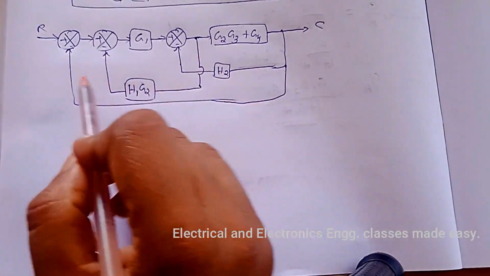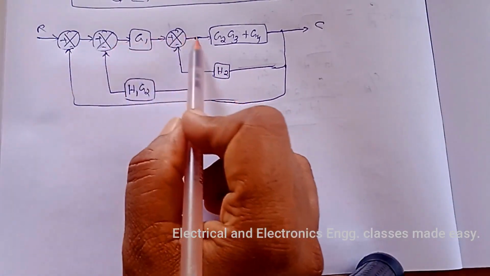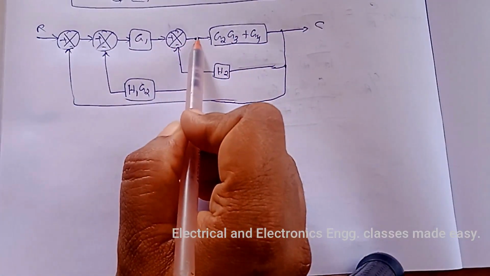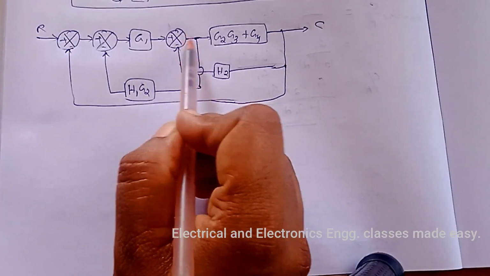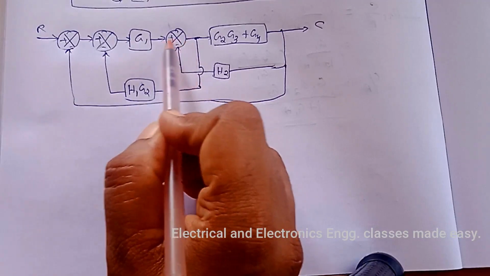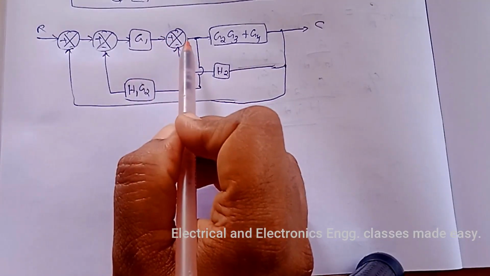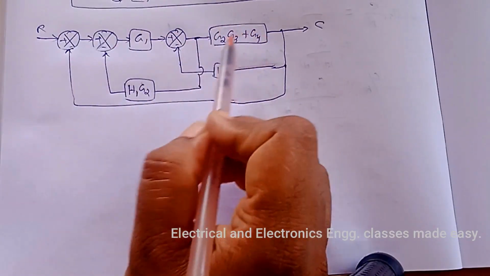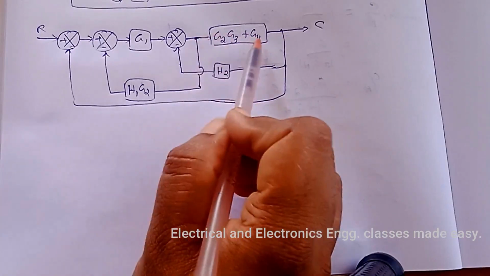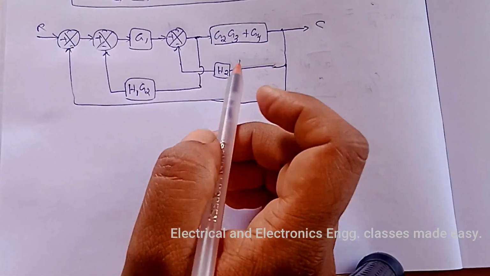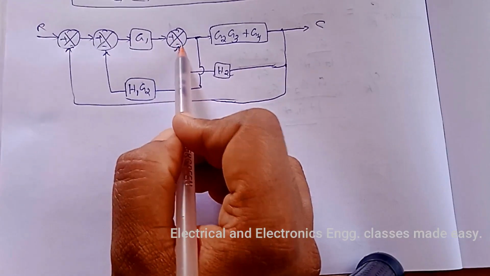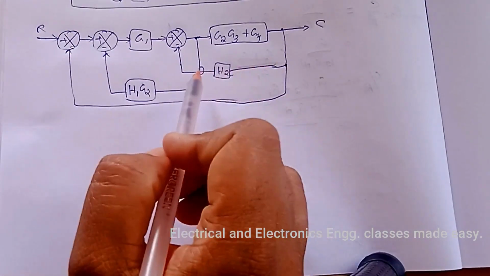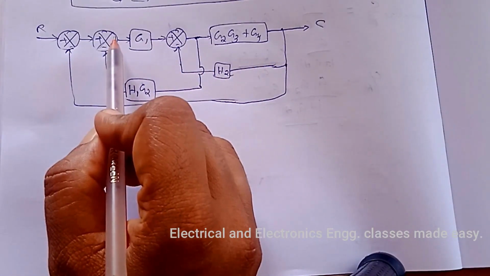Now what to do? There is a feedback path here and also here, but we cannot change this branch point ahead of the summing point. We can only change this summing point and branch point after the blocks. So let us change this summing point to here. Then we will get a feedback path like this.